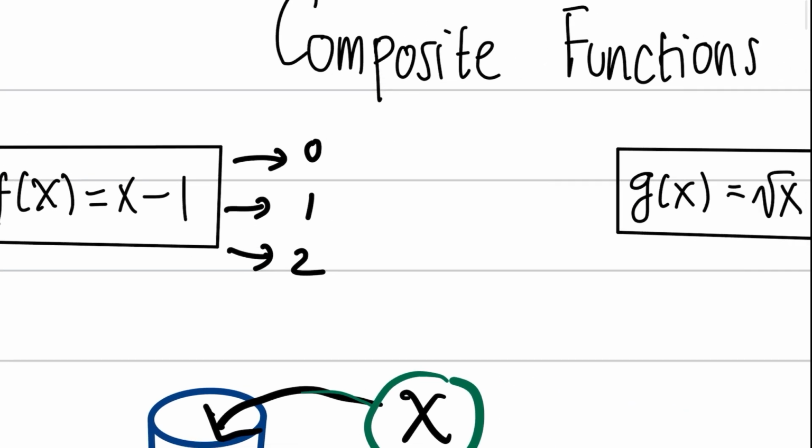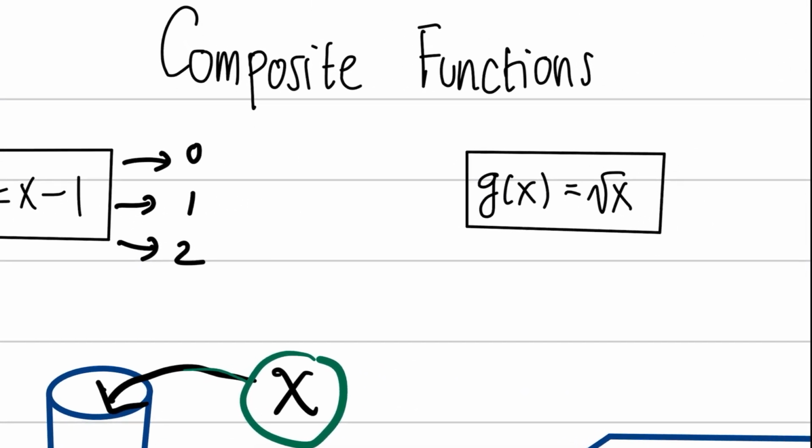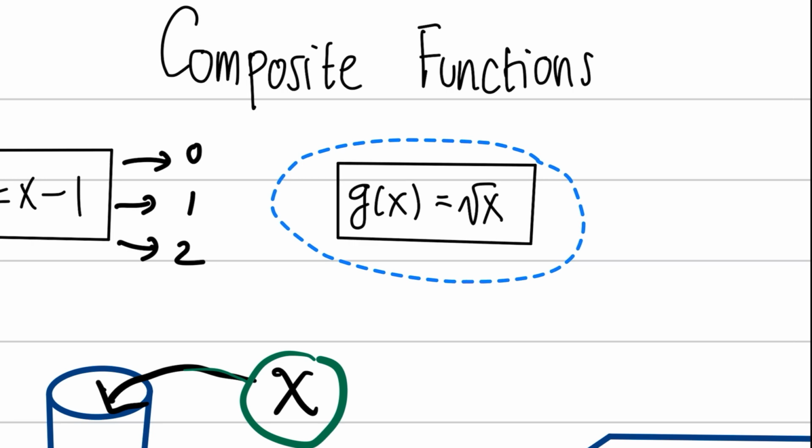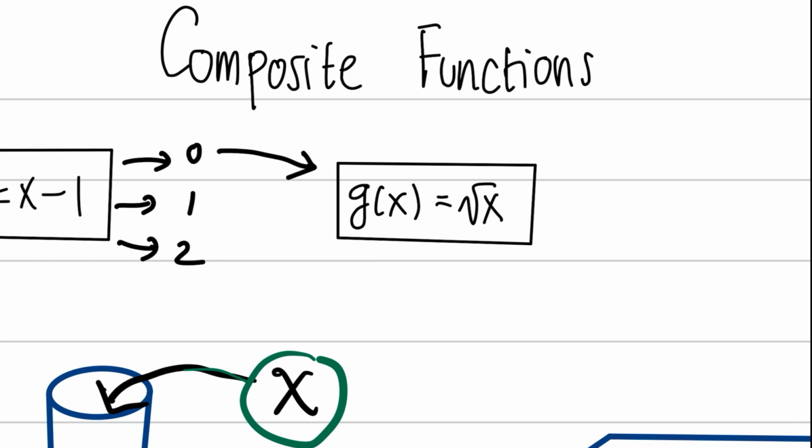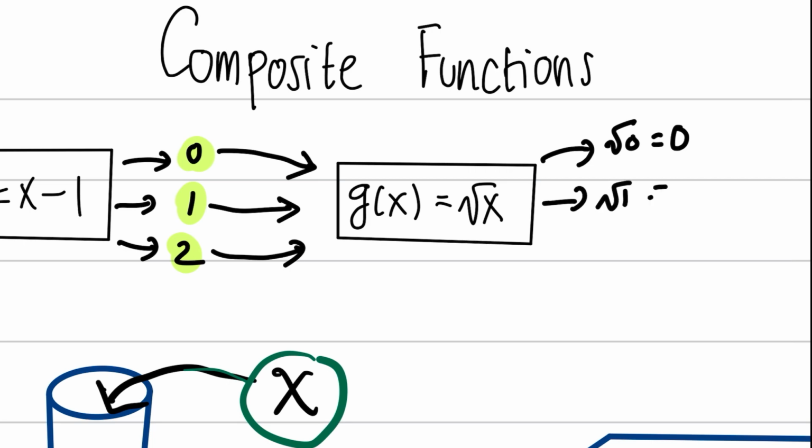But what if I have a second machine? Here I have g(x) equals square root of x, and I want to use the output from the first machine as my input for my second machine. So I use this 0, 1, and 2, the output from the first machine. We use it as the input. We put it into our second machine. So we will get another output, which is square root of 0, which equals 0, square root of 1, which equals 1, and square root of 2.